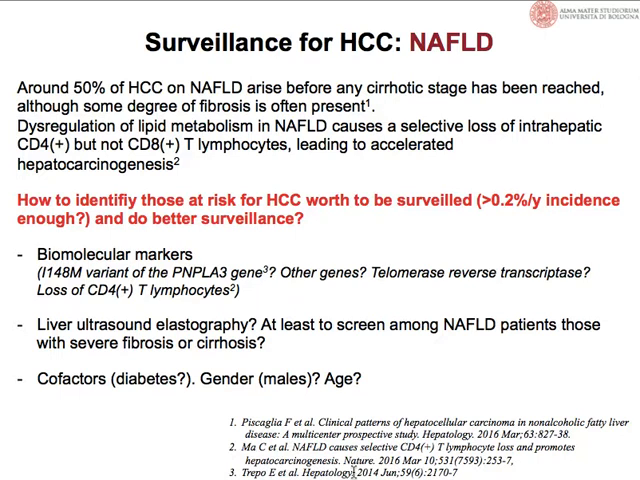Probably diabetes is a very strong risk factor, male gender as well, and age, and probably in the future also some biomolecular markers.